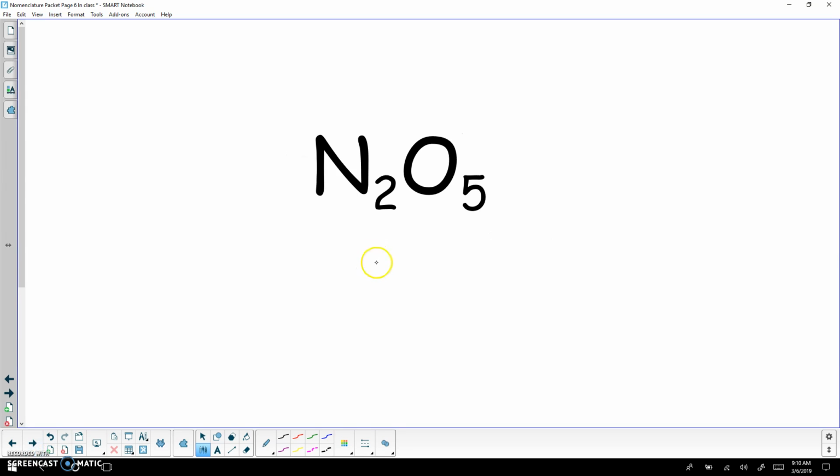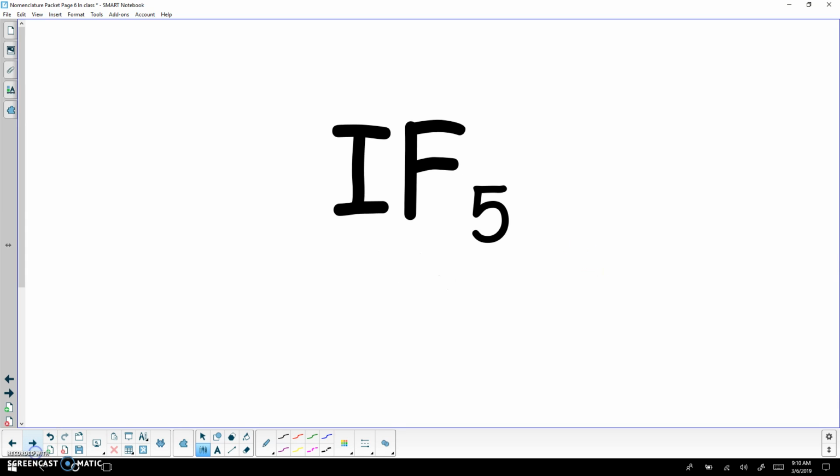We have another molecular one here, dinitrogen, and then pentoxide, or you could say penta. Another molecular one, iodine, and then pentafluoride.